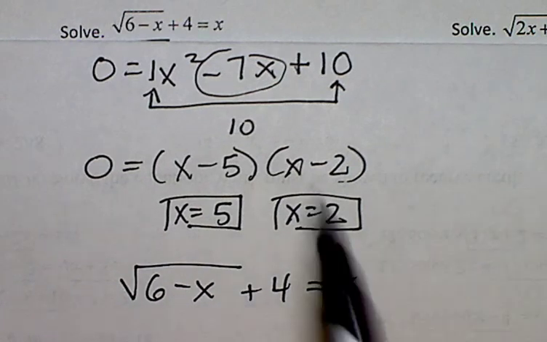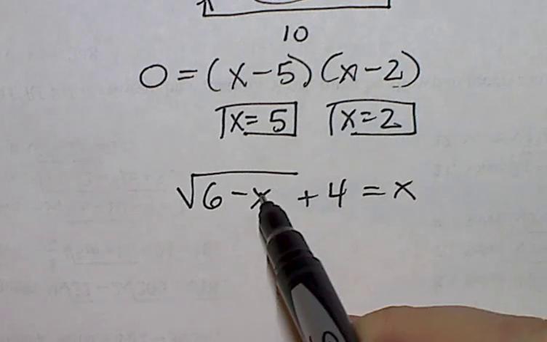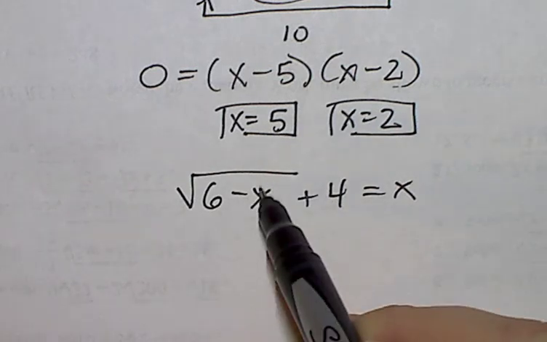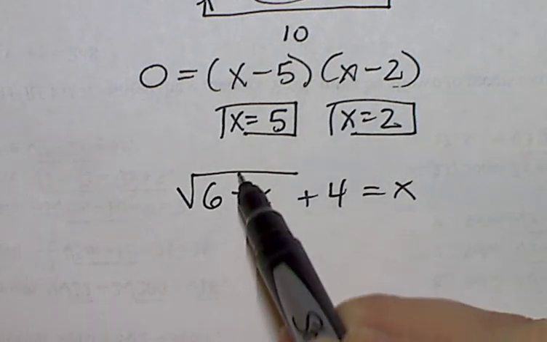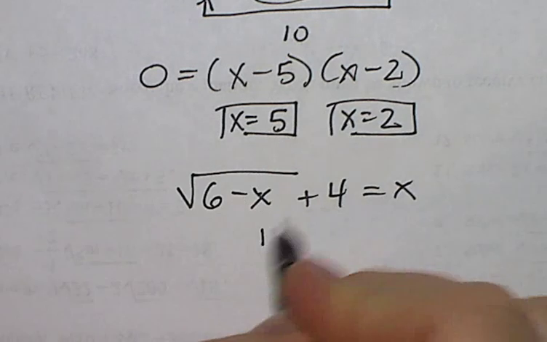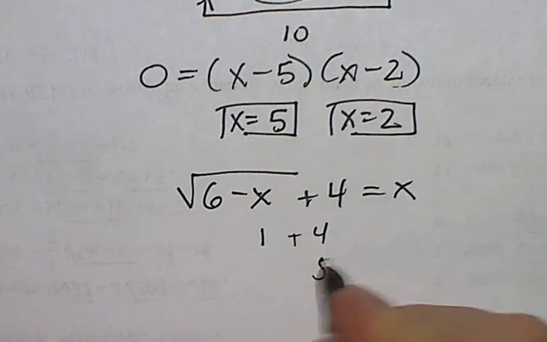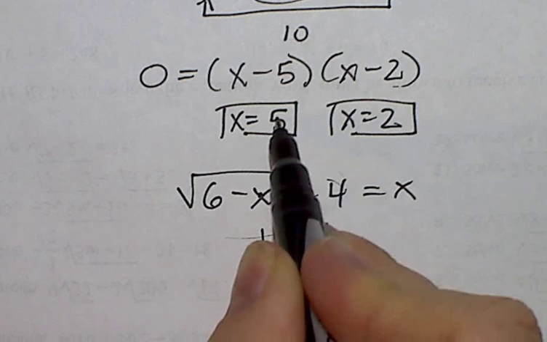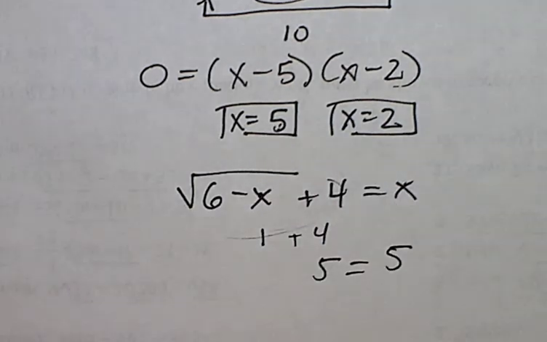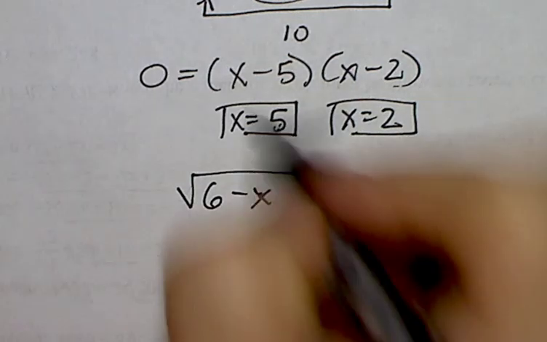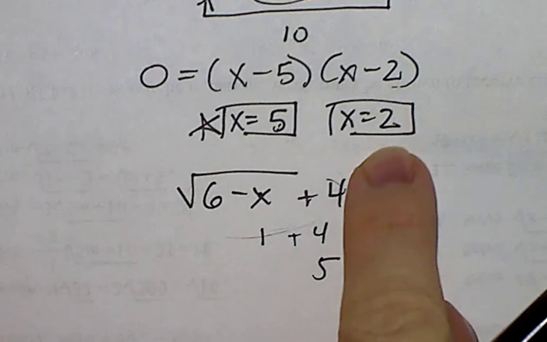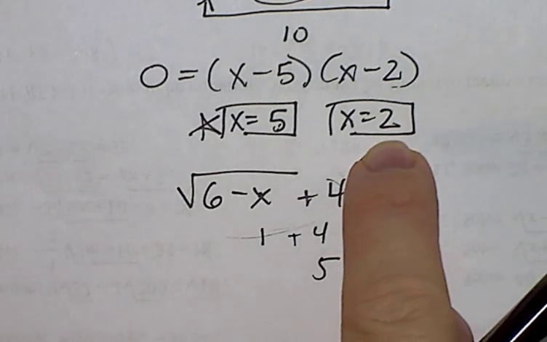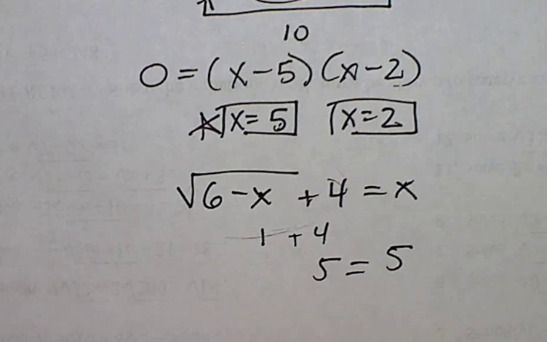Let's try this one. You ready? I'm going to plug in a 5. 6 subtract 5 is 1. The square root of 1 is 1 plus 4 is 5. So when I plugged in 5, I got an answer of 5 on the left. And I plug in 5 here, I get an answer of 5. So does that work? Okay, with your partner, whether you show work or you verbalize it, you have 20 seconds to check x equals 2.